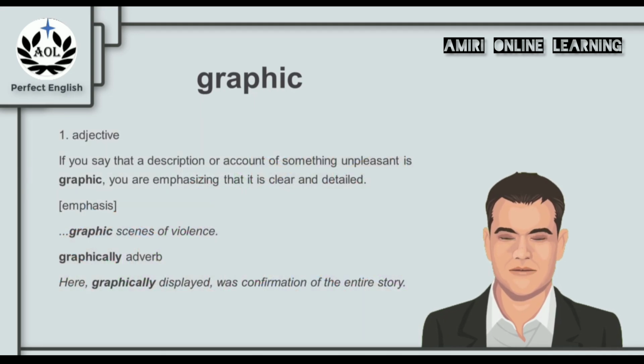If you say that a description or account of something unpleasant is graphic, you are emphasizing that it is clear and detailed. We use this word to emphasize that it is clear and detailed. For example, we can say graphic scenes of violence, and sometimes they put this kind of warning at the beginning of movies to let us know what to expect in the movie and know that it's not suitable for all ages.